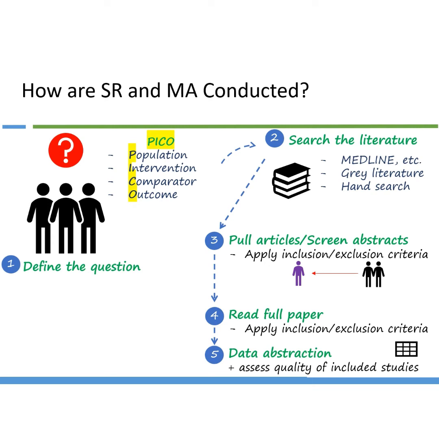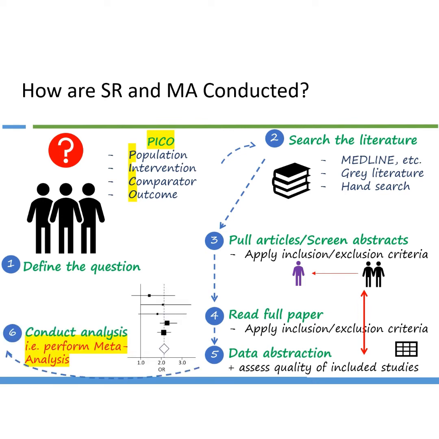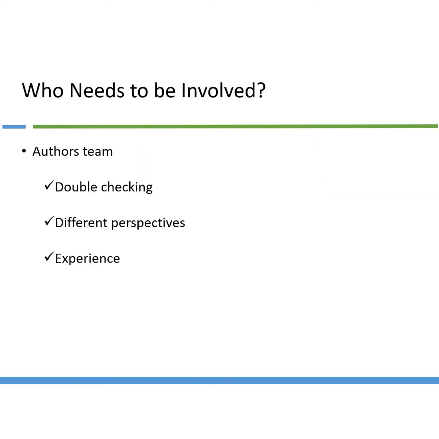And then once you decide which studies you want, you're going to move to the 5th step and extract or abstract the data from these studies and assess the quality at the same time. All of these steps, 3, 4, and 5, require 2 independent people to do everything simultaneously, and then a 3rd person to resolve any discrepancies. And then finally, if the data can be combined, we're going to do a meta-analysis and combine the studies together.